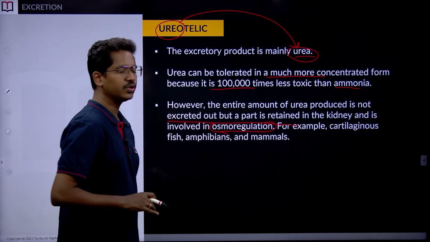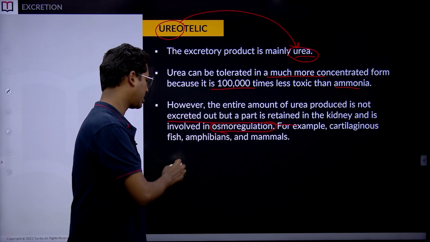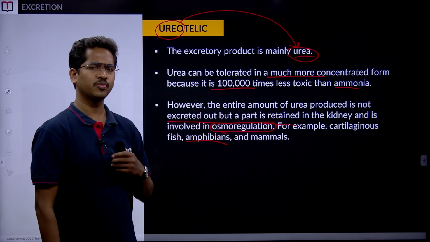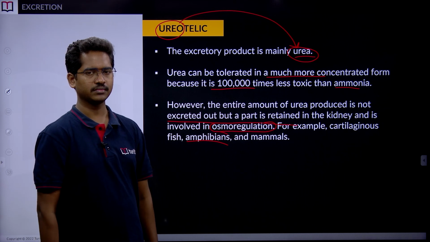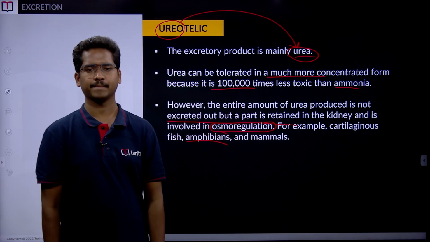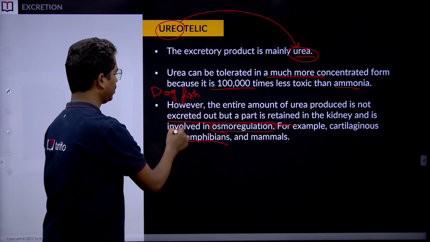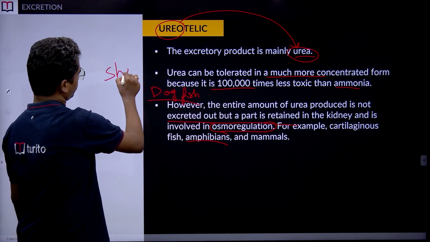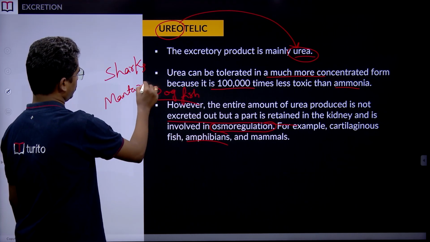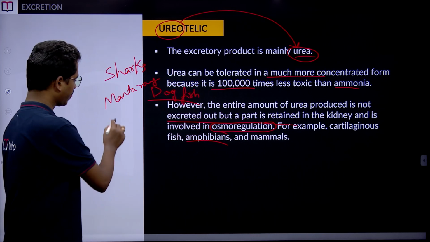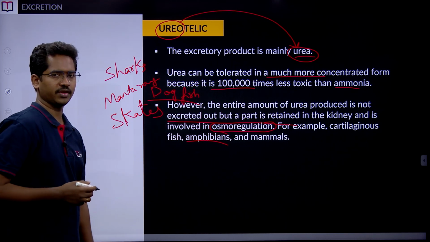So, this is one thing about ureotelic, followed by which I would like to show you some examples like cartilaginous fishes, amphibians and mammals. Can you give me an example of a cartilaginous fish which is highly dangerous? Correct. Some of you are saying dogfish. Okay, so that's a small one. So you can see sharks, or manta ray, or skates. It's the name of a fish, by the way, skates.